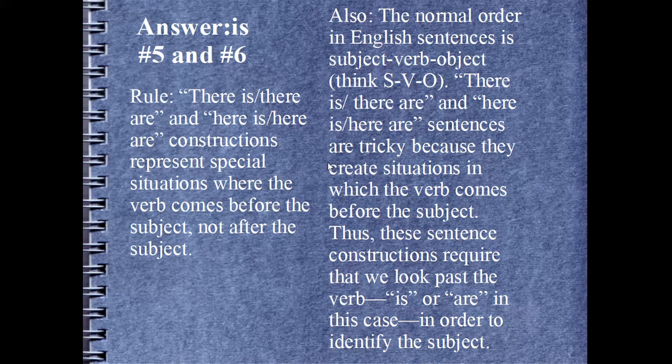Also, this is a little extra. The normal order in English sentences is subject verb object or SVO. There is, there are, and here is, here are sentences are tricky because they create situations in which the verb comes before the subject. Thus, these sentence constructions require that we look past the verb, is or are in this case, in order to identify the subject.